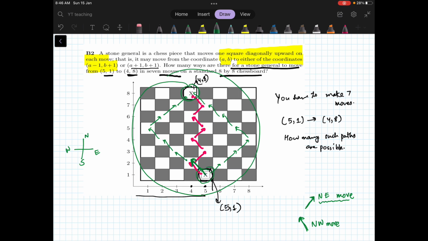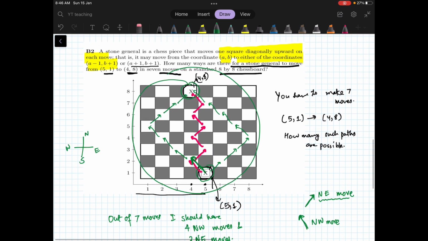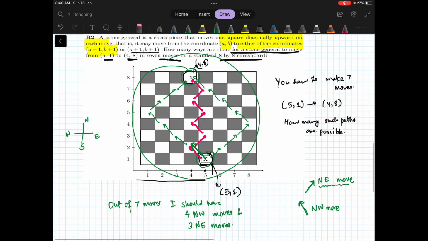And now because I have to reach the final position, my final position is this way, right? So out of seven moves, I should have four northwest moves and three northeast moves. Does that make sense? That is for sure, because if you make something else, then you will not reach. For example, if I turn from here, maybe this move I make, then I am left with only two moves, 1, 2. I will never reach this position. So it's for sure that I need to have four northwest moves and three northeast moves.